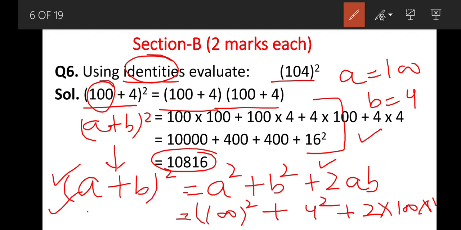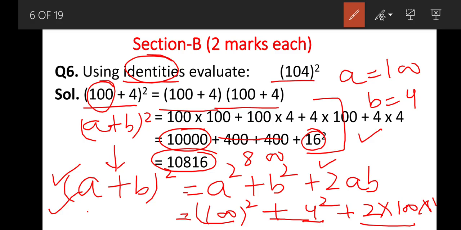First of all, write 104 as 100 plus 4 whole square. So it will be 100 plus 4 whole square is equal to 100 square plus 4 square, or plus 2ab. This term can be written before b square also. Plus it will be 4 square plus 2 into 100 into 4. So you will be getting 100 square will be 10,000. 4 square is 16. 2ab, that is 2 into 4, 8, 800. And your answer will be 10,816. I hope this is clear.